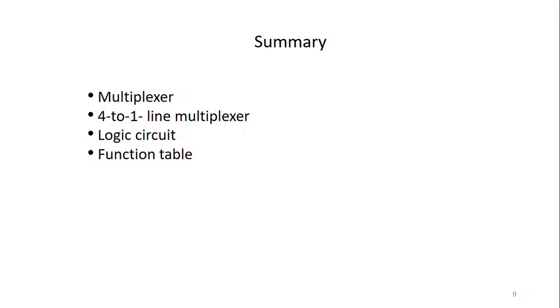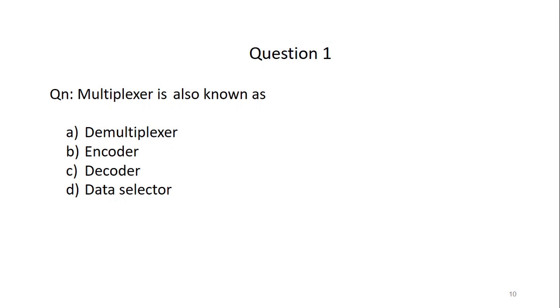We have seen the 4 to 1 line multiplexer, its logic circuit and the function table. Question: a multiplexer is also known as demultiplexer, encoder, decoder or data selector. It is definitely known as data selector because it selects one of the inputs and gives that as the output.